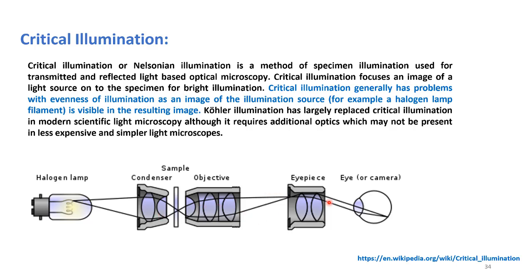This is called critical illumination. It has the problem that evenness of illumination is poor, as an image of the illumination source is visible in the resulting image. And Köhler illumination has largely replaced critical illumination in modern scientific light microscopy. Although it requires additional optics, it is still better and less expensive, and therefore we have replaced critical illumination with Köhler illumination.